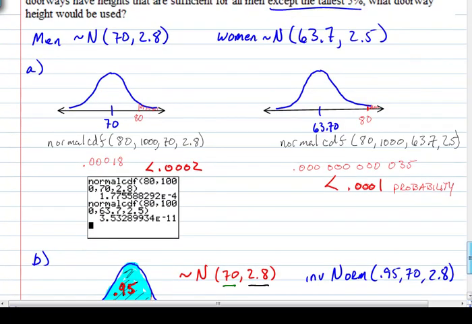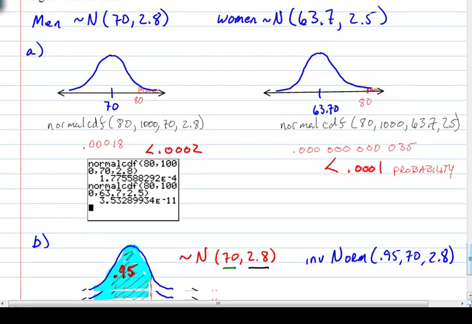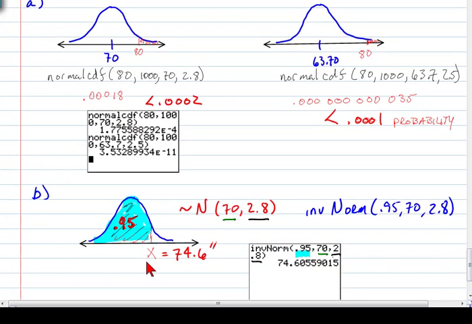So if you're looking for a probability, we use the normal CDF. If you're looking for an X value, we use the inverse norm. If you take that probability and put behind it the mean and the standard deviation, it saves you from having to use the z-score formula and algebra. It just gives you this value for X right here.